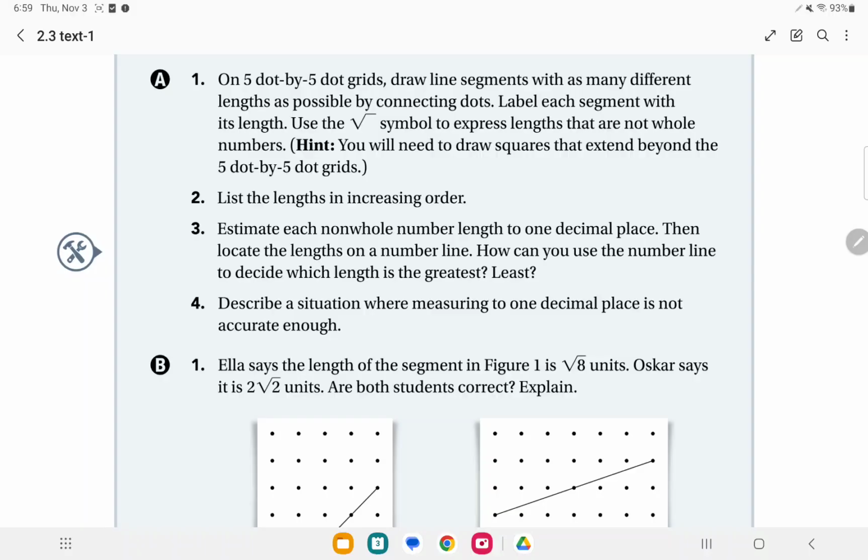And then number 4, describe a situation where measuring to 1 decimal place is not accurate enough, where you'll need to go multiple decimal places out, where accuracy is important. So think about that. When would accuracy be this important? And then write down what you think, and then pause the video and come back.